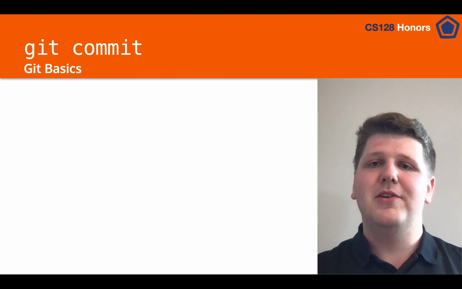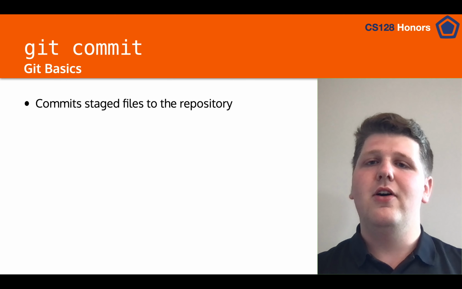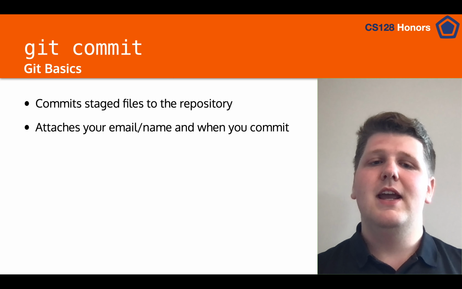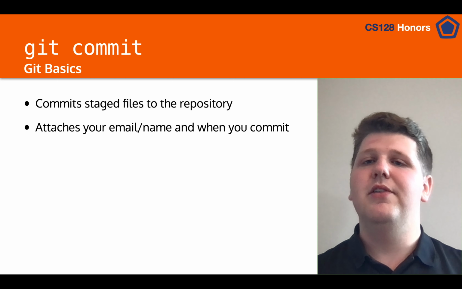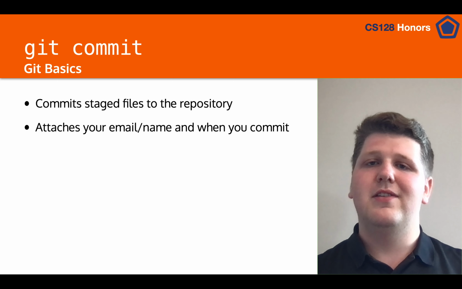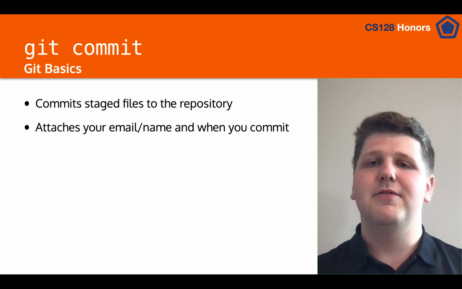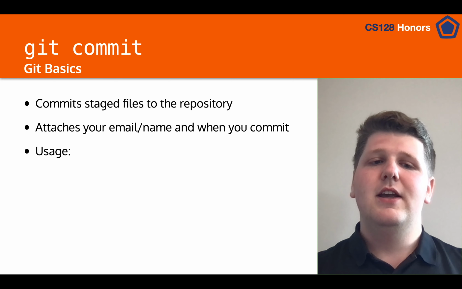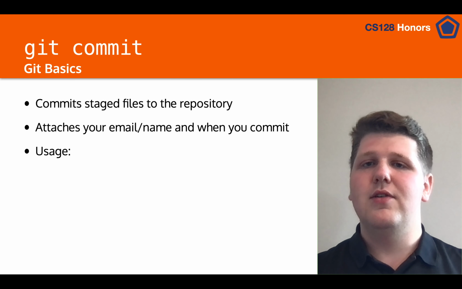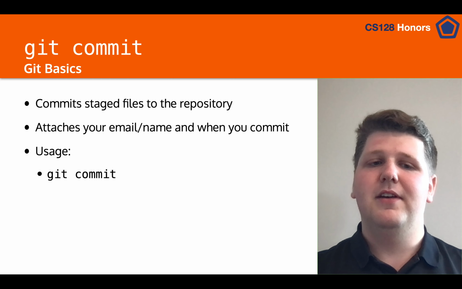All right, let's talk about git commit. Git commit will add all of the files that are in the staging area that have changed since the last commit. It will attach your email and name as well as when you committed to this commit so that you have that metadata and information in the future. It also requires a message that you add through the commit process.